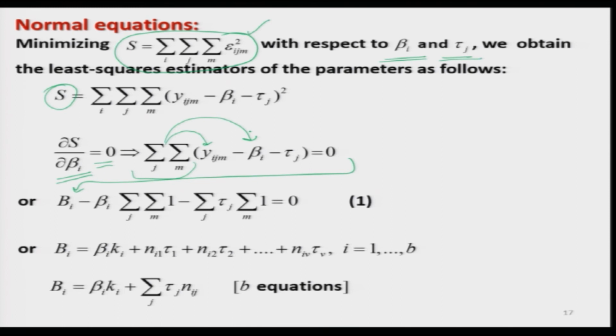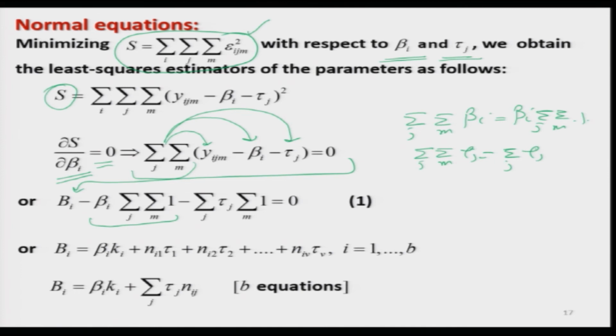So, you can see here this beta I is independent of J and M. So, this beta I can be written as beta I times the double summation over J and M of 1. So, this is what I have written here, and similarly if you bring the summation sign over tau j, the summation over J and M of tau j becomes the summation over J of tau j and the summation over M of 1, right. So, that is what I am writing here, summation of tau j and summation of 1, and this summation is going over M.